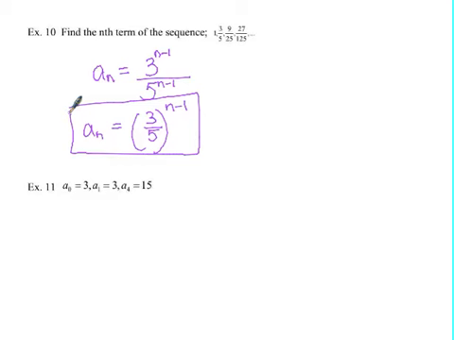All right, let's look at example 11. It's similar to example 9. In the textbook, they may write it this way, but I want you to understand that a sub 0 equals 3 is an ordered pair. That when n is 0, a sub n is 3. This is 1, 3, and this one's 4, 15.